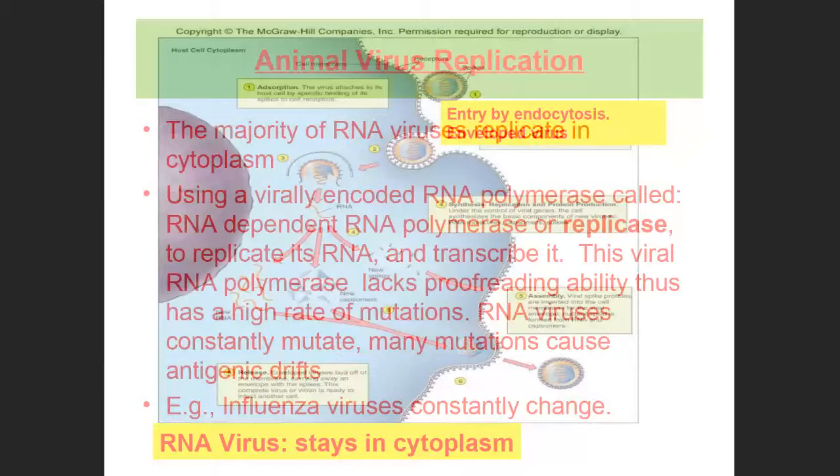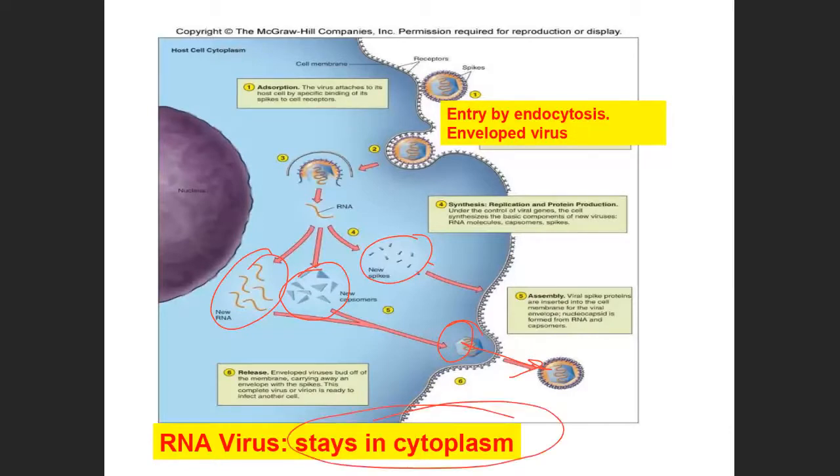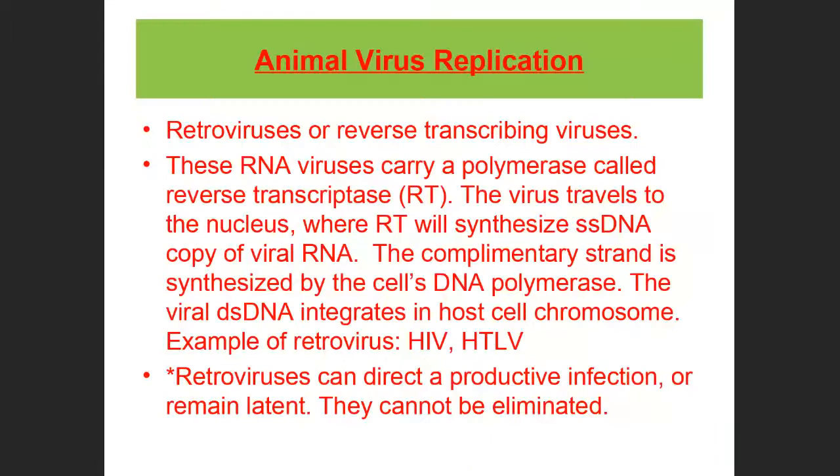So that's the entry of the enveloped virus. The RNA is out in the cytoplasm, and it will be replicated, transcribed, and translated into viral proteins, which will be assembled, and the virus will then be released from the cell. The virus stays in the cytoplasm the entire time. It has no business going into the nucleus. Let me jump to retroviruses and I'll come back to these antigenic drifts and shifts.